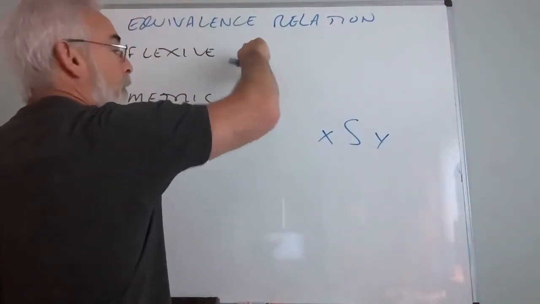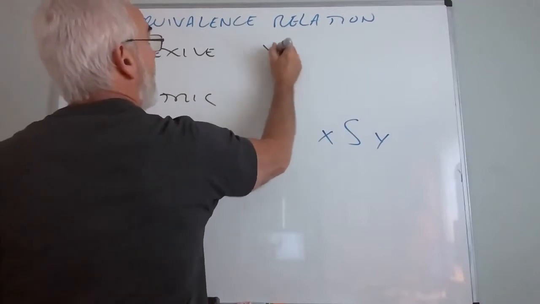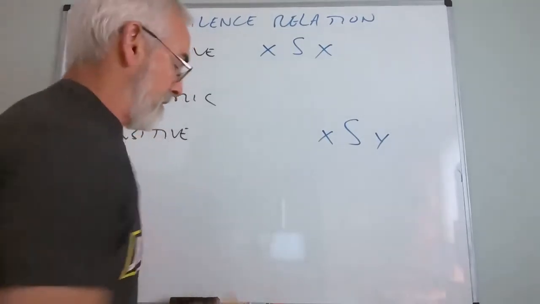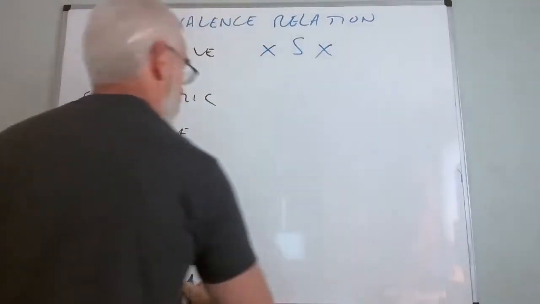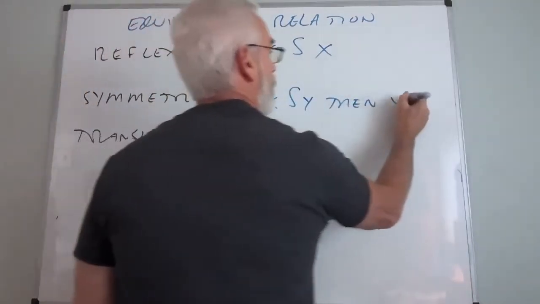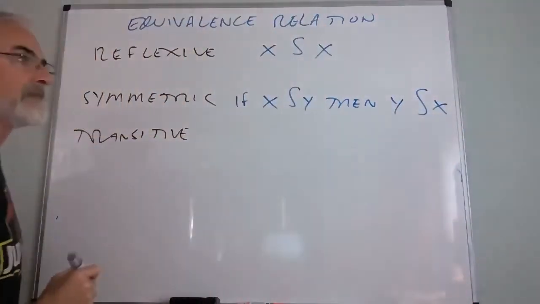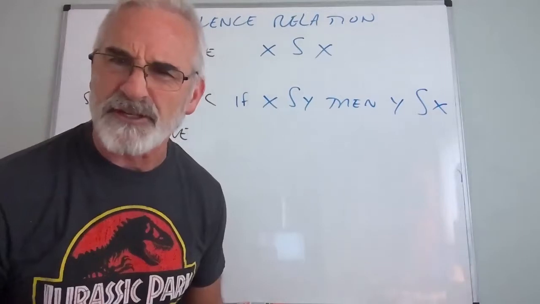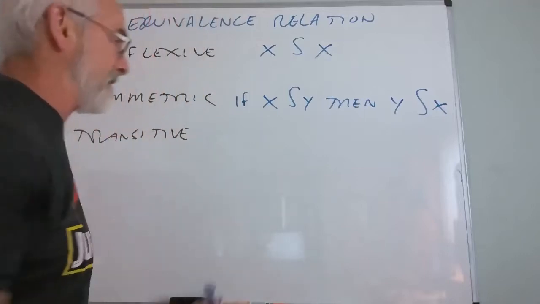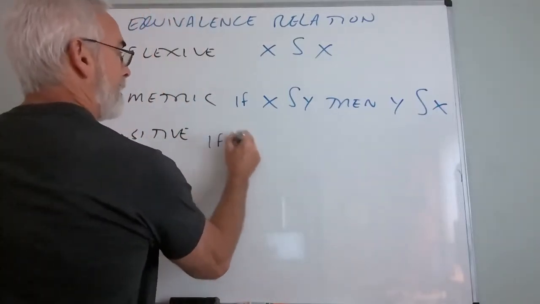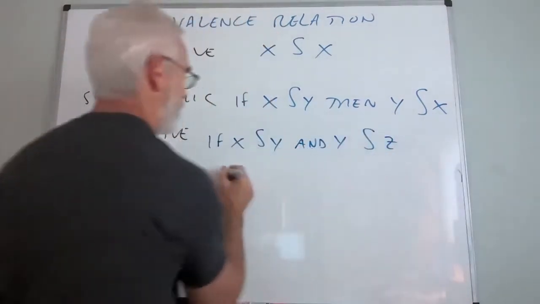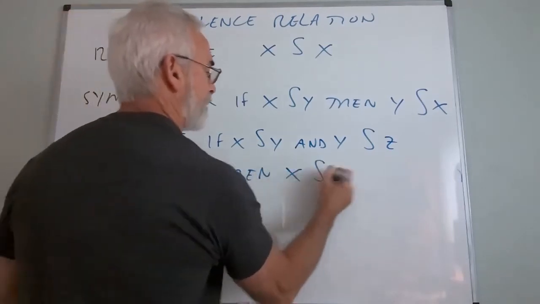Reflexive: whatever you're talking about is reflexive if X is related to itself. Something is related to itself. The second one, symmetric: if X is related to Y, then Y is related to X. Now, obviously, the "is taller than" relationship would fail. If X is taller than Y, then Y can't be taller than X, can it? That makes sense. And the transitive: if X is related to Y and Y is related to Z, then X is related to Z.